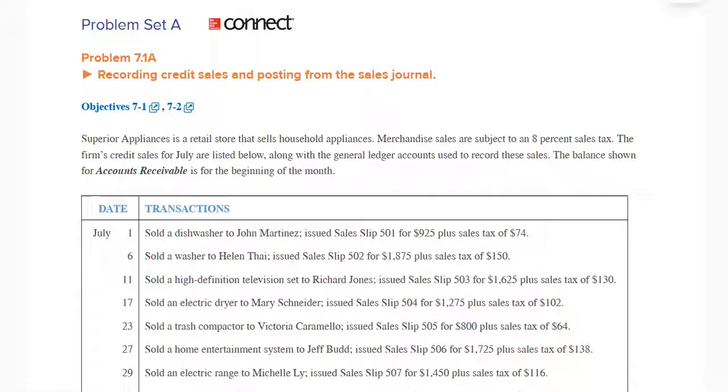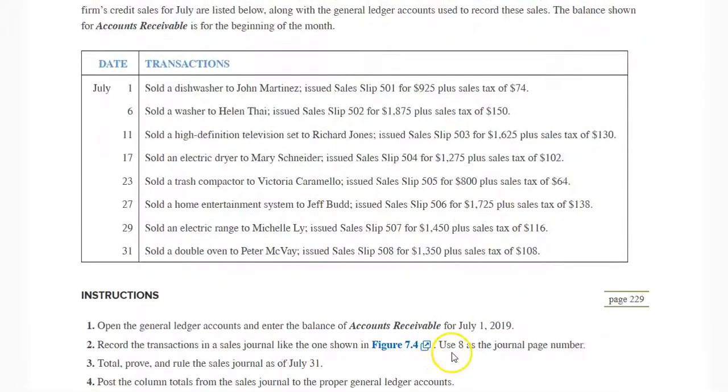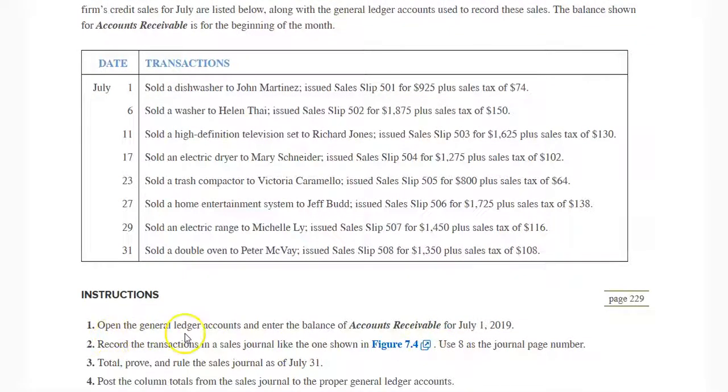Okay, let's get started on problem 7.1. Problem 7.1a. First thing we've got here is a bunch of sales that we need to post in the sales journal. So if you look at the instructions though, first it asks us to open the general ledger account and enter the balance of accounts receivable.